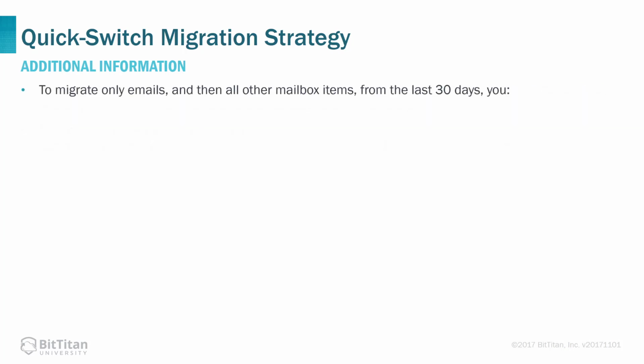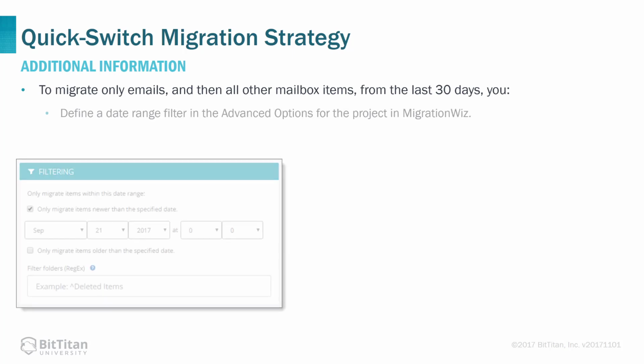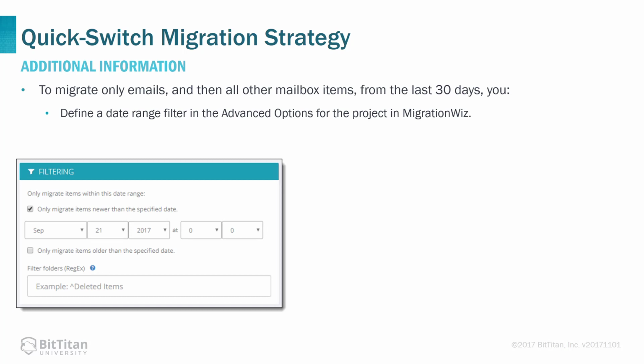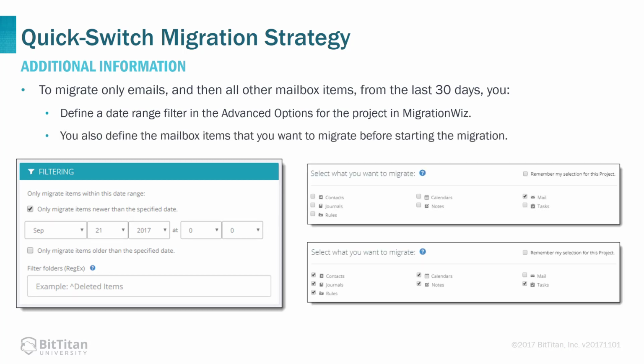To migrate only email and then all other mailbox items from the last 30 days, define a date range filter in the project's advanced options in MigrationWiz. Also define the mailbox items that you want to migrate before starting the migration. Then, when performing the Delta pass, disable the date range filter, and MigrationWiz will migrate only items that were not previously migrated. MigrationWiz watermarks migrated items, therefore, items previously migrated are skipped to avoid the creation of duplicates in the destination email system during the Delta pass.